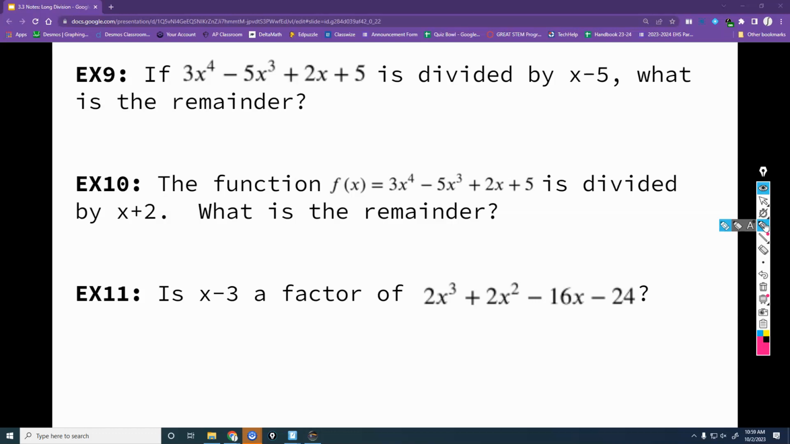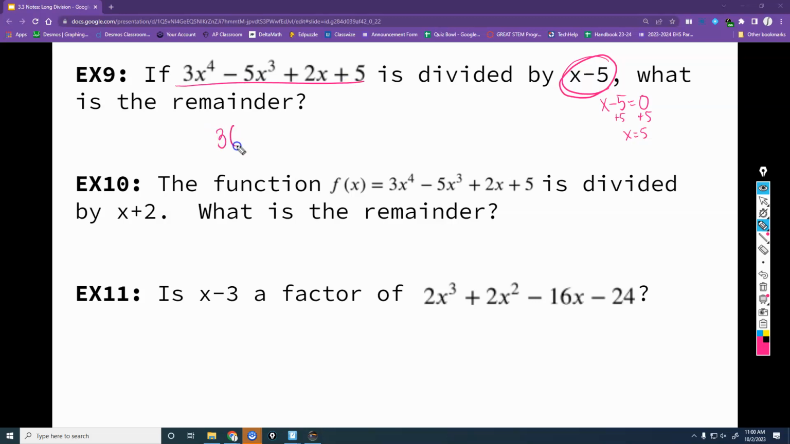we can use the remainder theorem. So what you're going to do is take your factor right here, and set it equal to 0 and solve. It should just be the opposite sign, is all it is. 5 is all you're going to do. And then you're going to plug that number into this expression, okay?